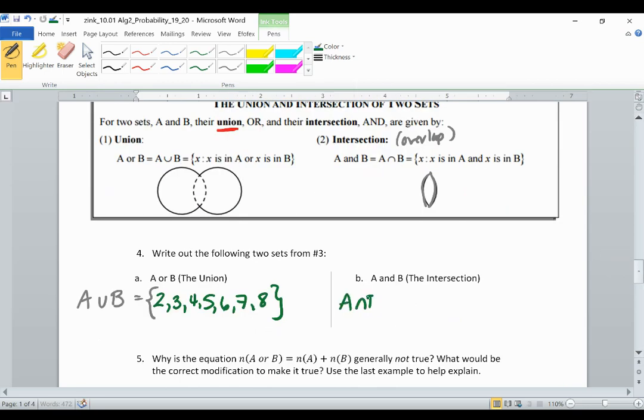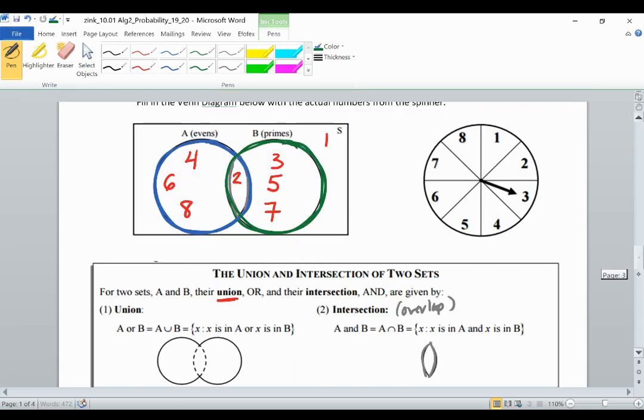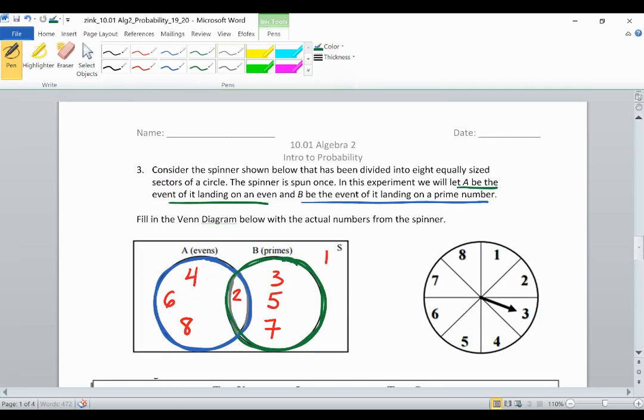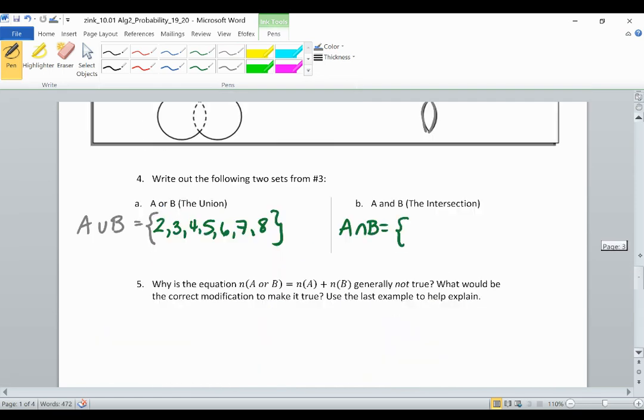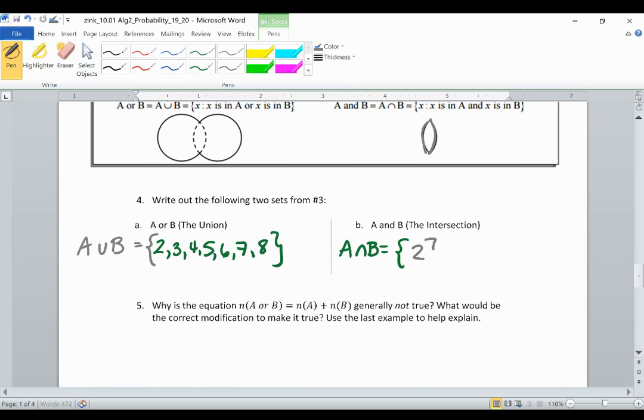Intersection, A intersect B, that's going to be whatever's in that little section that I outlined in gray right here. So what is in both of them? Where do they overlap? The only one that is both even and prime is a 2. So the intersection of A and B would just be 2.